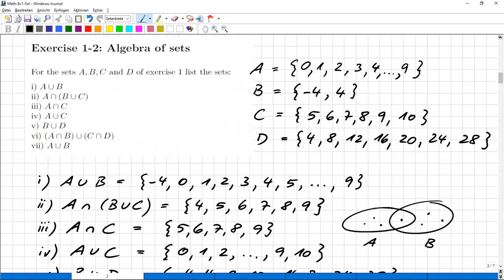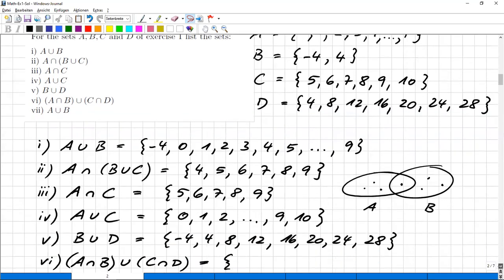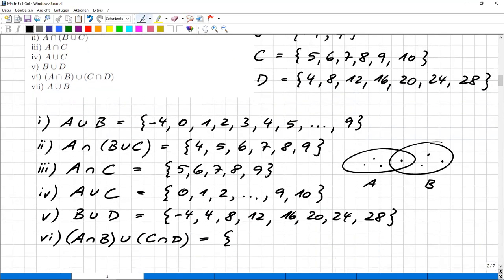Okay, could you give a short explanation? Yes, A intersect B, the common element is only 4. Because you look for the common elements, because this is the intersection. So the 4 is the only common element. And here it's 8, the only one. And that's it, right? Yes. Perfect. So it's only 2 elements in the end. Yes, 4 and 8.